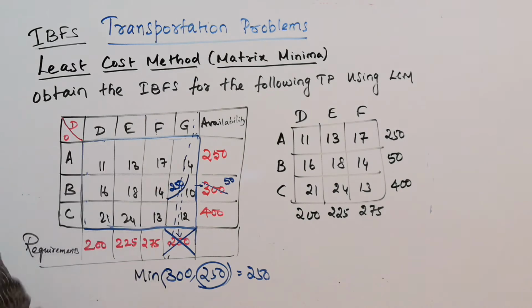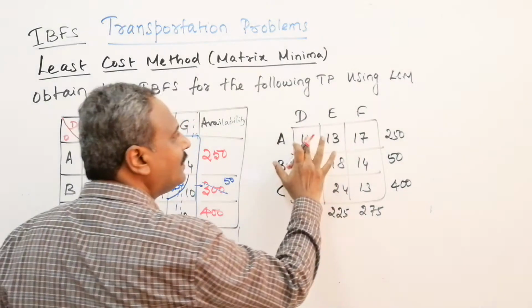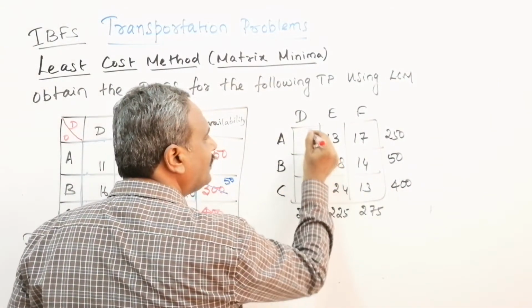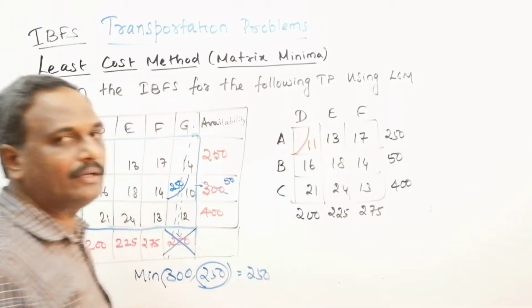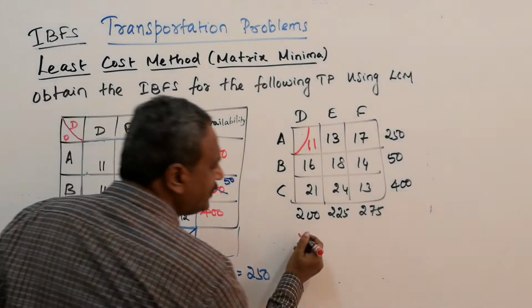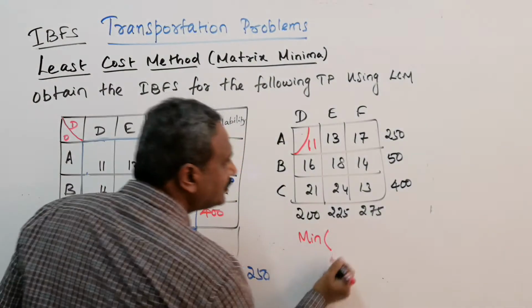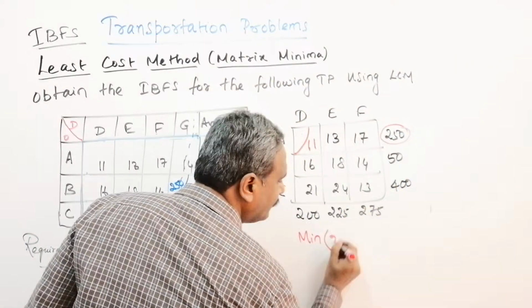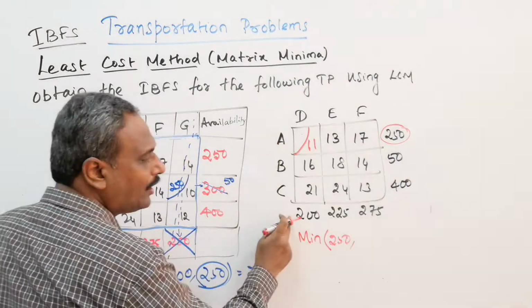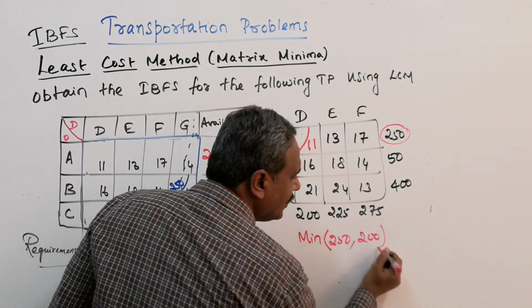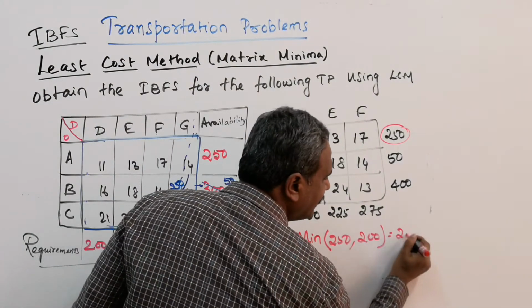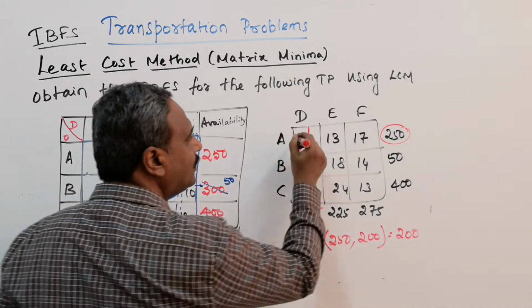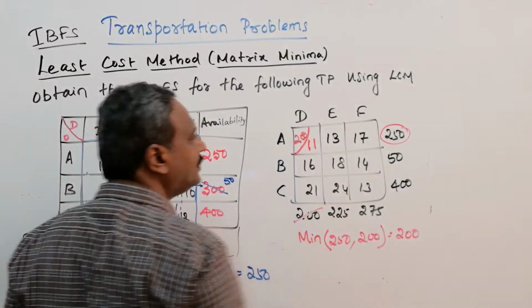Now from this matrix I am going to check the least cost. What is the least value here? 11 is the least value. So I am going to select this cell. I am going to check the minimum of the corresponding availability. What is the corresponding availability here? 250. What is the requirement? 200. I am going to check the minimum value. 200 is the minimum value, so I am going to select 200 and I am going to allot 200 in this one.